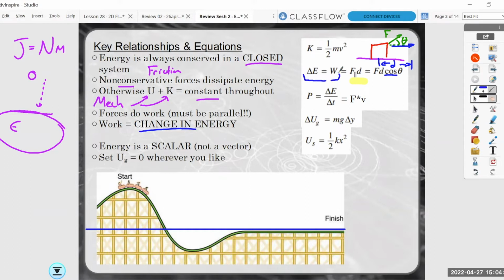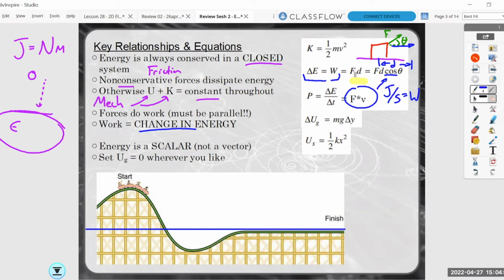You can also think about the change in energy through the lens of power. Power, the one they give you on the formula sheet, is change in energy over change in time. It's worth remembering that this is also force times velocity. Again, with the caveat that the force and the velocity need to be parallel in this case for there to be power. Our unit of power is joules per second, also known as watts.